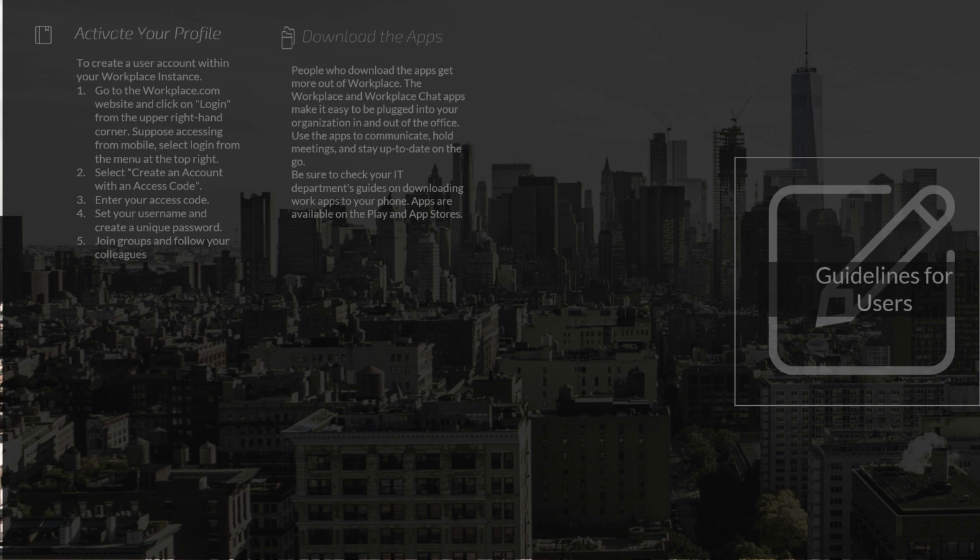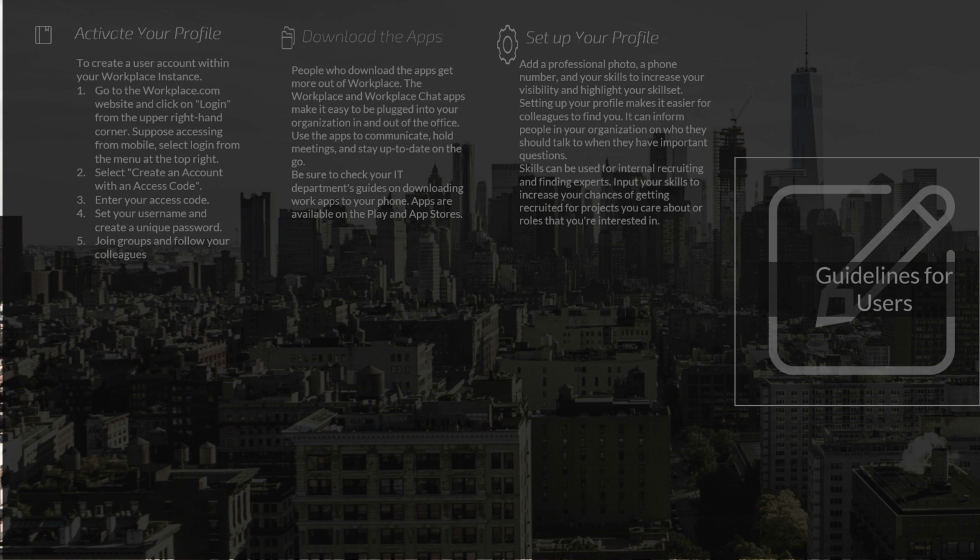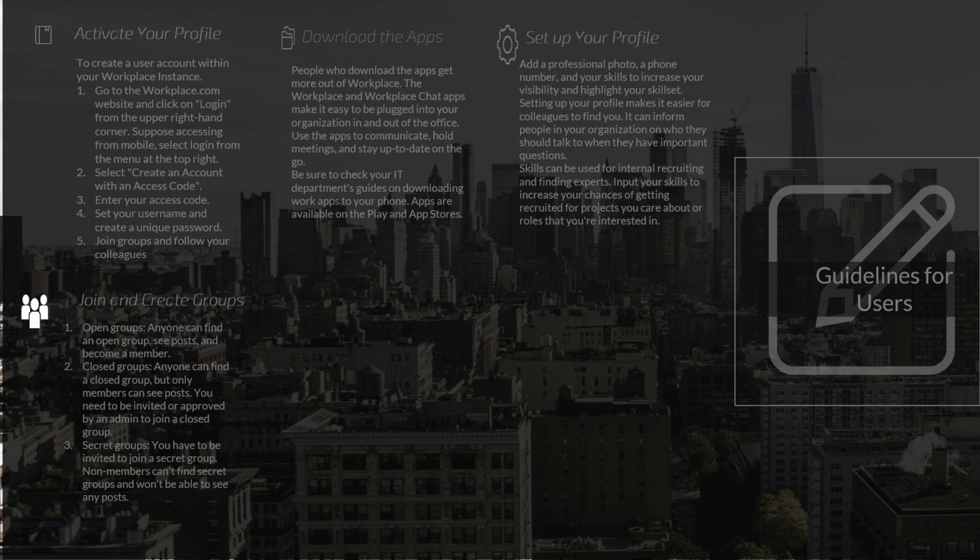Set up your profile. Add a professional photo, a phone number, and your skills to increase your visibility and highlight your skill set. Setting up your profile makes it easier for colleagues to find you. It can inform people in your organization on who they should talk to when they have important questions. Skills can be used for interviewing and finding experts. Input your skills to increase your chances of getting recruited for projects you care about or roles that you're interested in. Join and create groups.